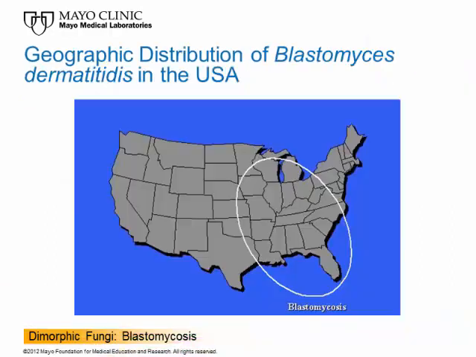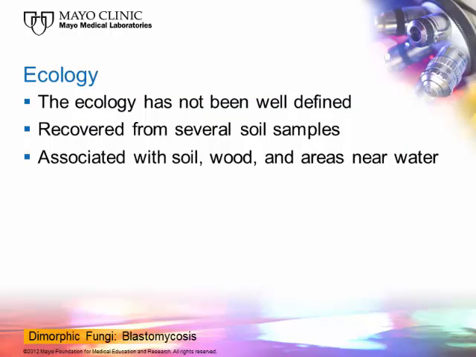This next image shows you a map that is a rough illustration of where this organism is found in the U.S., and you can see the states that are included within this circle on the diagram. In terms of where we find this organism in the environment, actually is a pretty important thing. When you're taking a history, we talk about where patients have been and what they've been exposed to, but with blastomycosis, it's a little bit different.